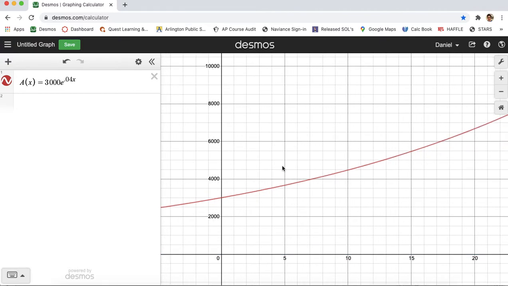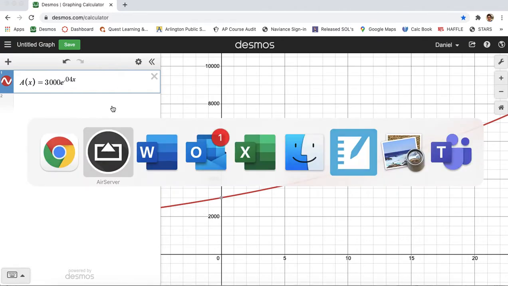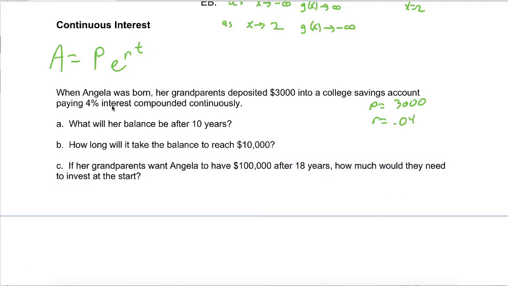And so that is the graph of her growth. Notice how it's exponential. It doesn't get crazy steep quite yet, but it's about to. It's a very small interest rate, so that the steepness doesn't really show up quite yet. And we have a couple of questions here. What will her balance be after 10 years? Well, all you need to do to find that out is plug in 10 for x, A of 10.